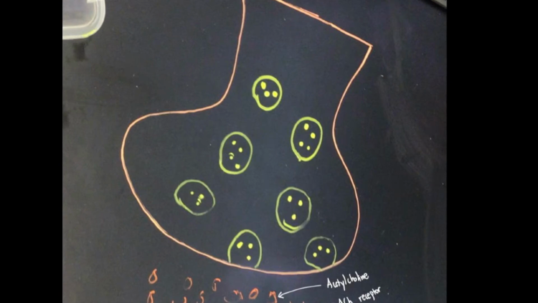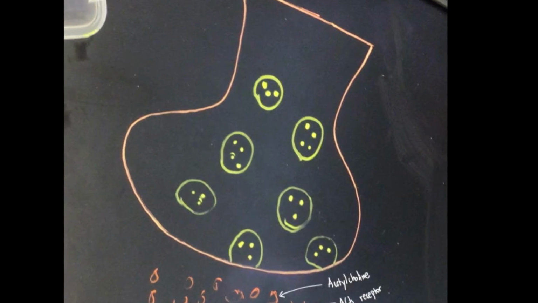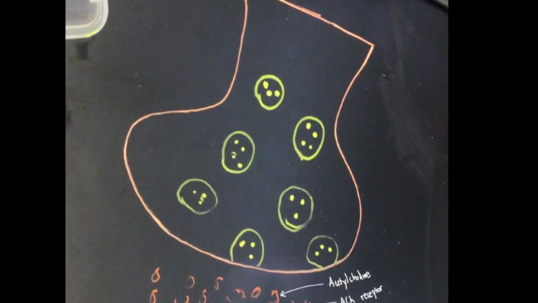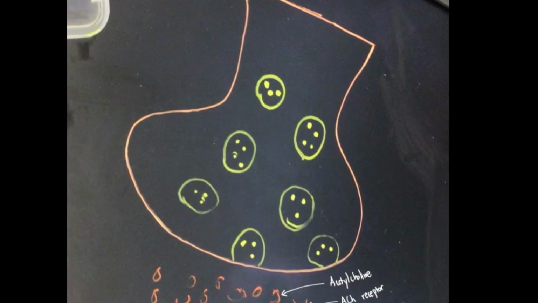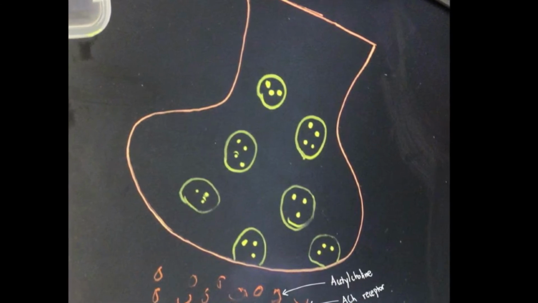Acetylcholine from motor neuron binds to acetylcholine receptors on the muscle, which depolarizes the membrane. Acetylcholine neurotransmitters are responsible for muscle movement and coordination.